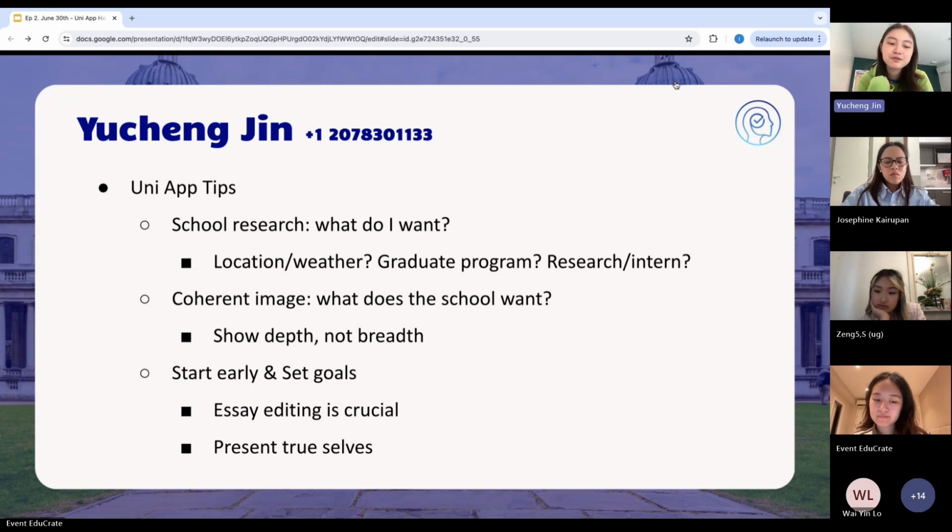And in terms of essays, I would also suggest that you present your true selves, because when you're presenting a real version of yourself, you usually have more details and a more vivid and appealing story to tell.